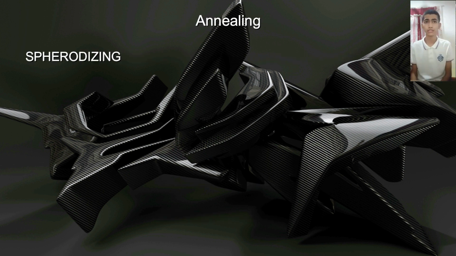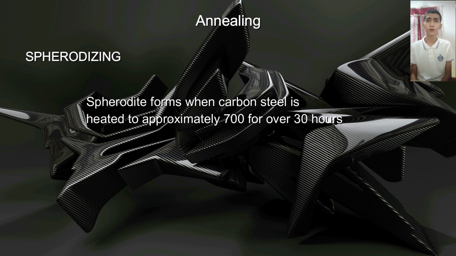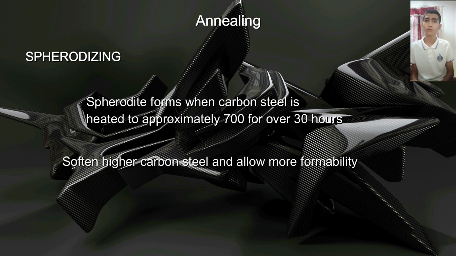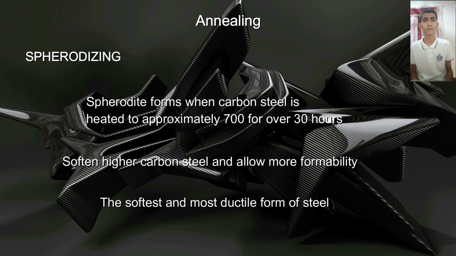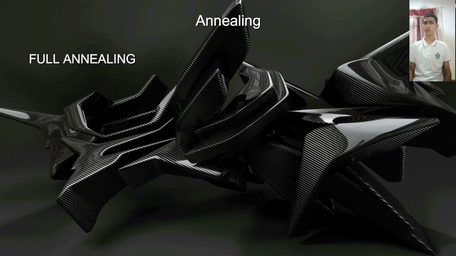Spheroidizing. Spheroidite forms when carbon steel is heated to approximately 700 for over 30 hours. The purpose is to soften higher carbon steel and allow more formability. These are the softest and most ductile form of steel.